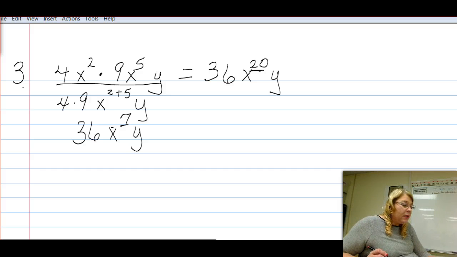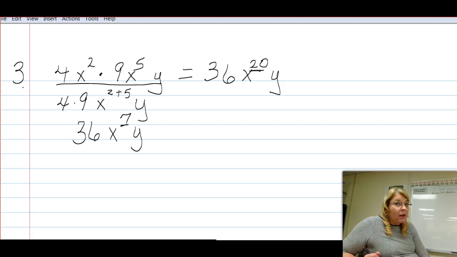So, my choices are: A, the coefficients were multiplied instead of added. My coefficients were done correctly. Choice B, the exponents of x were not applied to the coefficients correctly. The exponents of x should never be applied to the coefficients. The third choice is the exponents of x were multiplied instead of added.